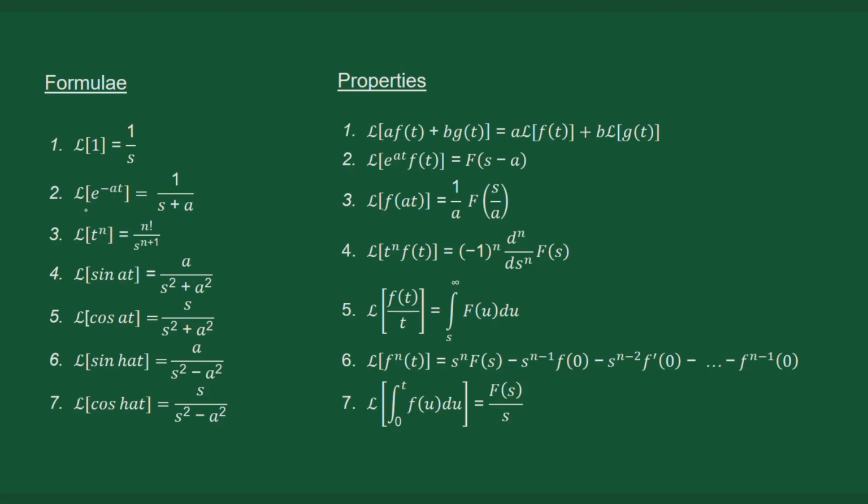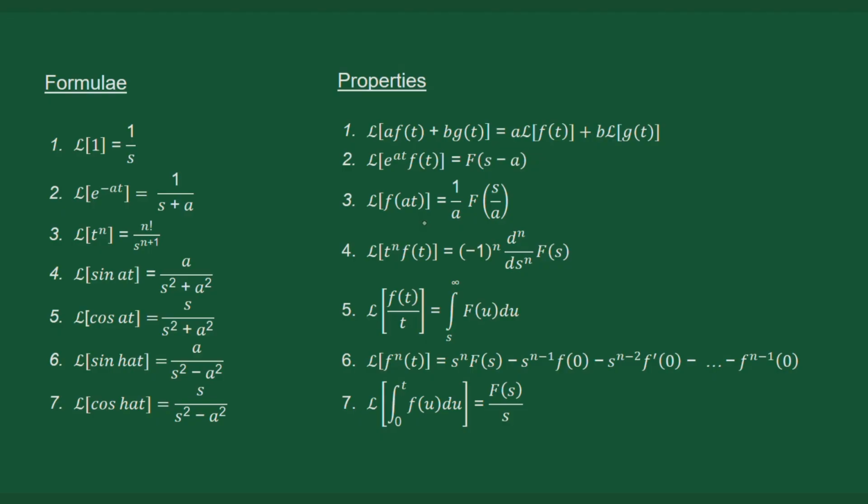That is, the second one is L of e to the power minus at is equal to 1 by s plus a. Similarly, in case of L of e power plus at, the answer should be 1 by s minus a. And L of t power n is equal to n factorial by s to the power n plus 1. Similarly, we can see all the remaining formulas here. So these are the list of formulas we are going to use to solve the problems under Laplace transform.